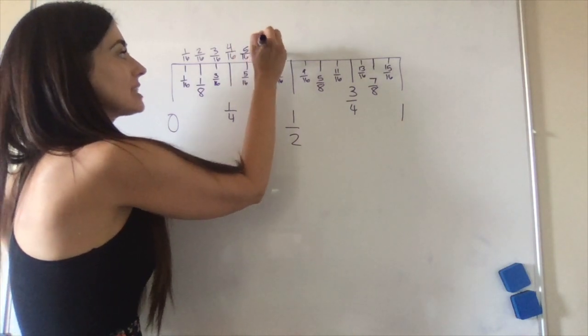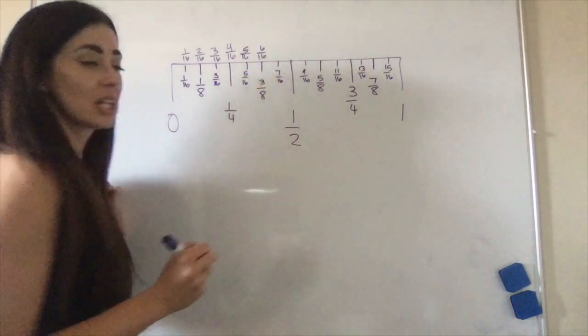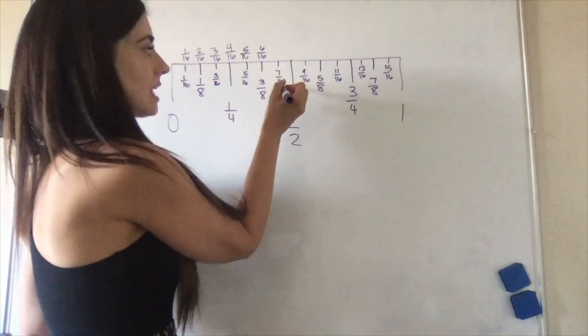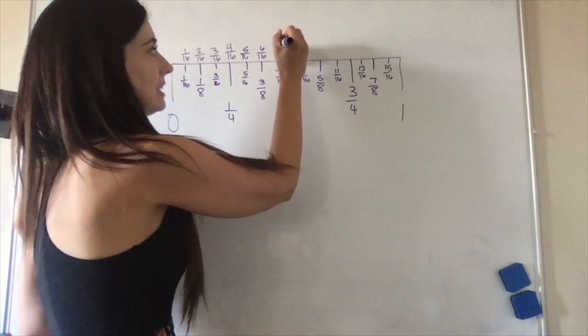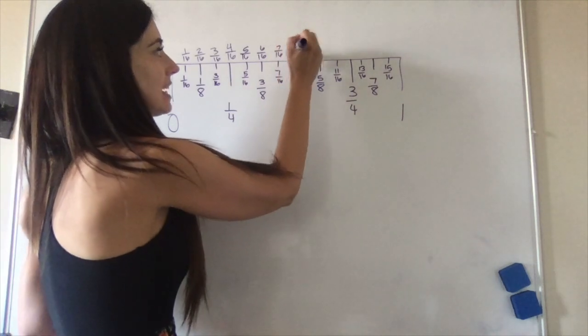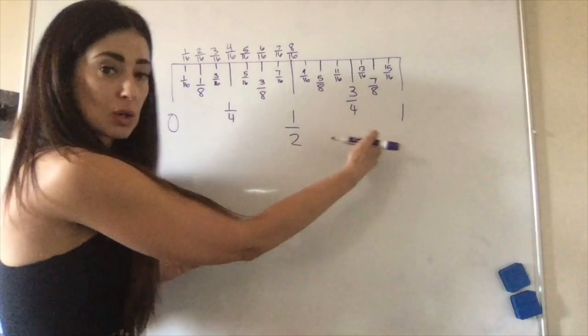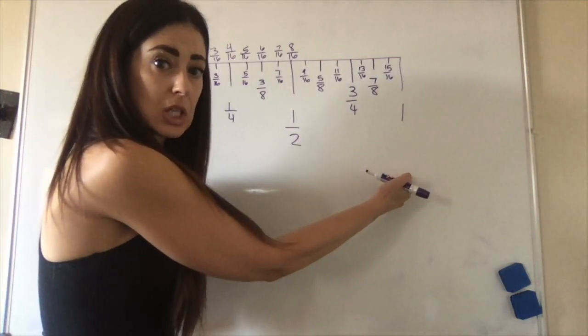5/16. Then we get 6/16, which can reduce to 3/8, right? They share a factor of 2. 7/16. And then we get 8/16, and we know that 8/16 reduces to a 1/2, and so on and so forth through the inch ruler.